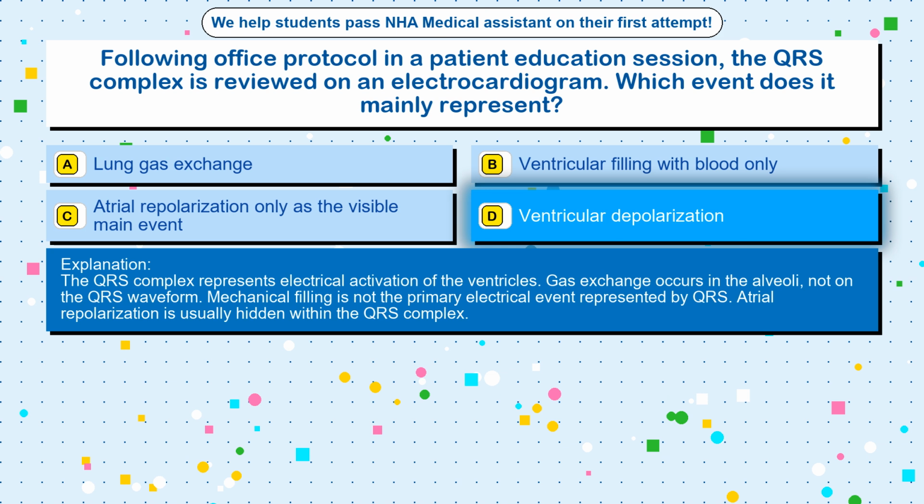The QRS complex represents electrical activation of the ventricles. Gas exchange occurs in the alveoli, not on the QRS waveform. Mechanical filling is not the primary electrical event represented by QRS. Atrial repolarization is usually hidden within the QRS complex.